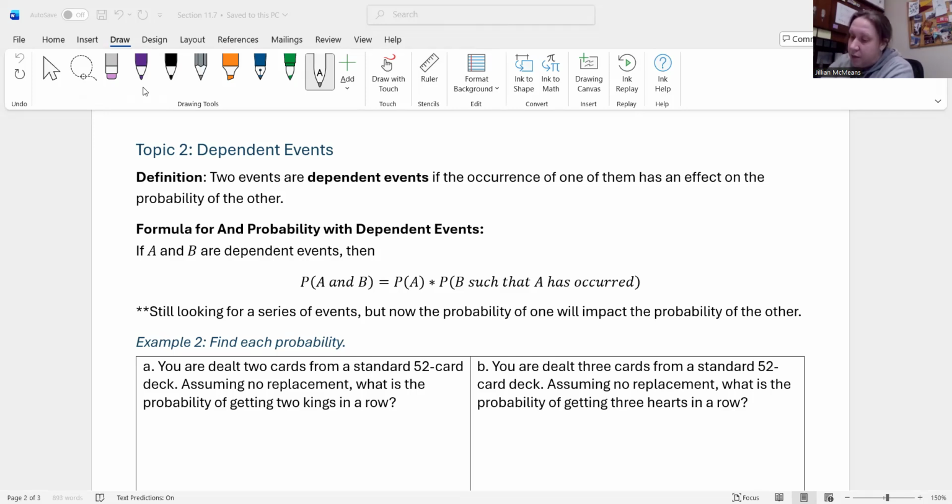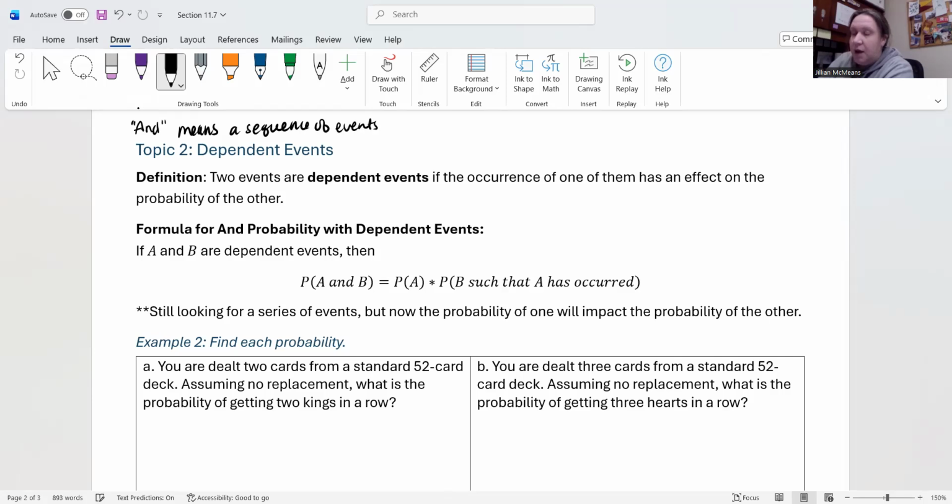So "and" means a sequence of events. And in the previous video, we talked about independent events. That means the probability of the first has absolutely no bearing, no impact on the probability of the second or the third. With dependent events, the probability of the first does matter.